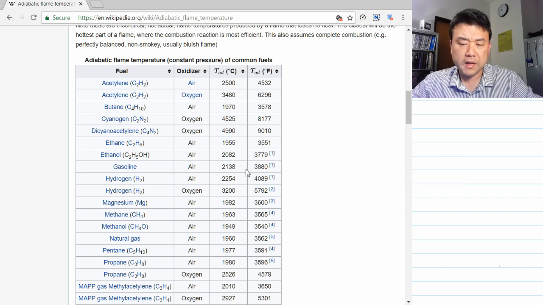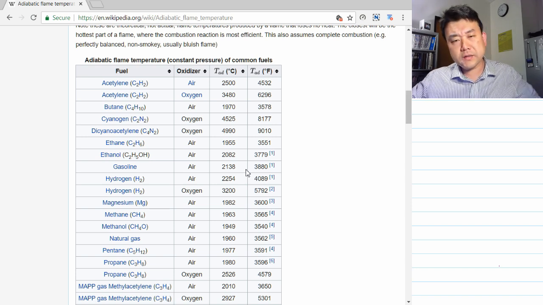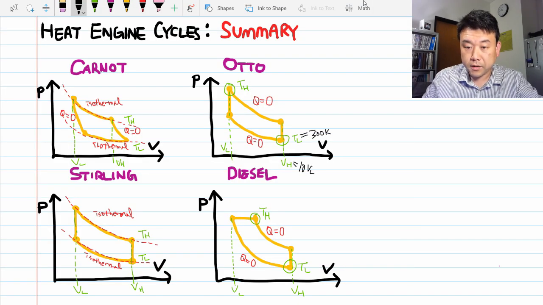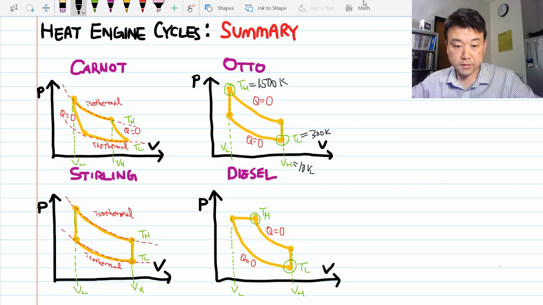But let me use a slightly lower temperature. Let's say 1500 Kelvin. Either way, it doesn't matter a lot for the point I'm trying to illustrate, but 1500 Kelvin sounds more reasonable, so let's use that. So I'm going to label TH, the high temperature, as 1500 Kelvin. Alright, so that's all the parameters. We already labeled the other diagrams.